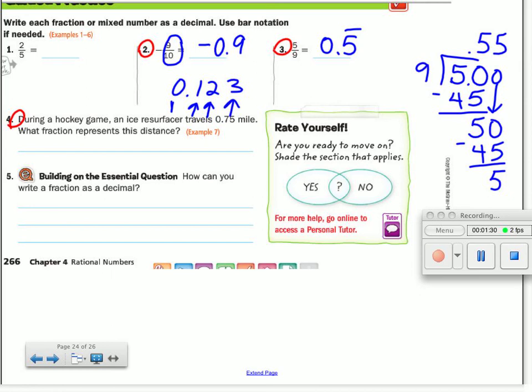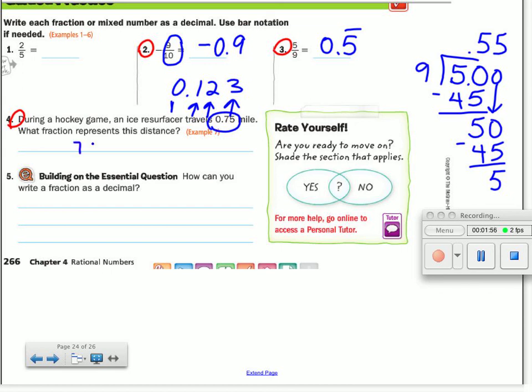The last one, it says during a hockey game, an ice resurfacer travels 0.75 miles. What fraction represents this distance? Who could read this to me correctly? Instead of me saying 0.75, who can read this how it actually should be said? 3/4. Oh, no, not yet. Yes. 0 and 7,500. Okay, so 7,500.